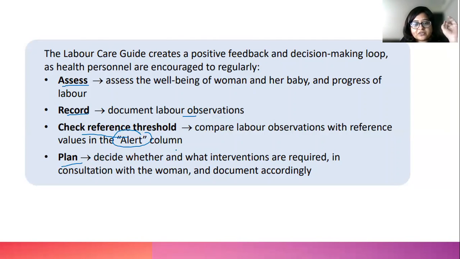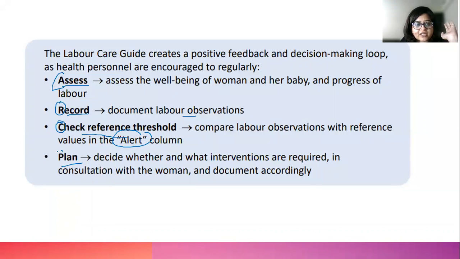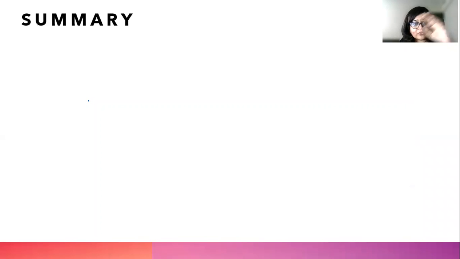Decide what intervention is required, if at all. So remember this: assess, record, check, and plan. ARCP, or however you want to remember this: assess, record, check with the alert value, and then plan your management. This is the new section 7 which has been added. That means management has been added. I hope this is clear. This is all that you need to know.